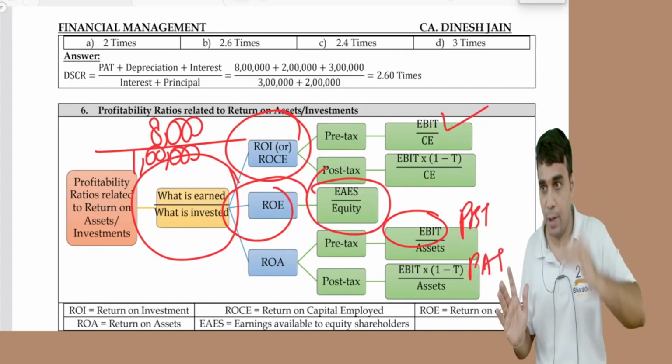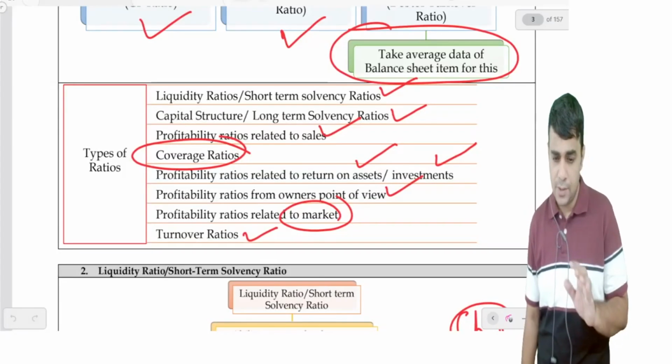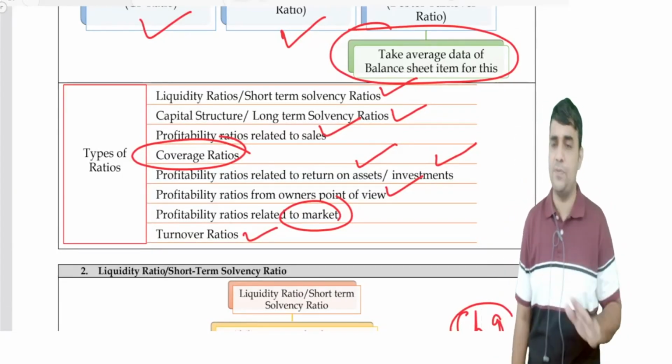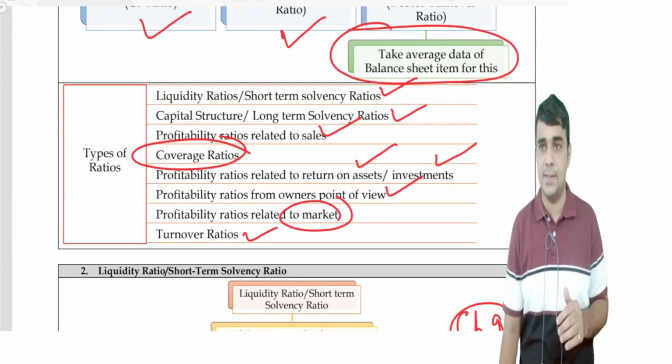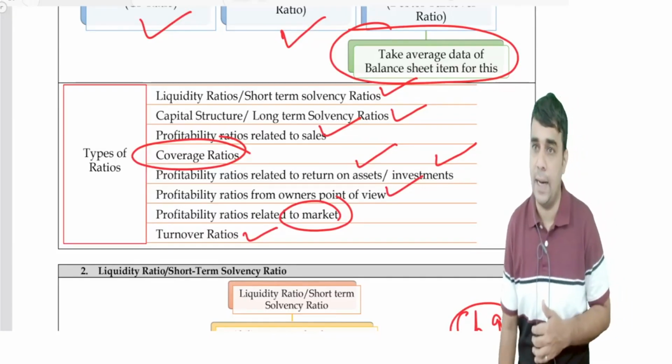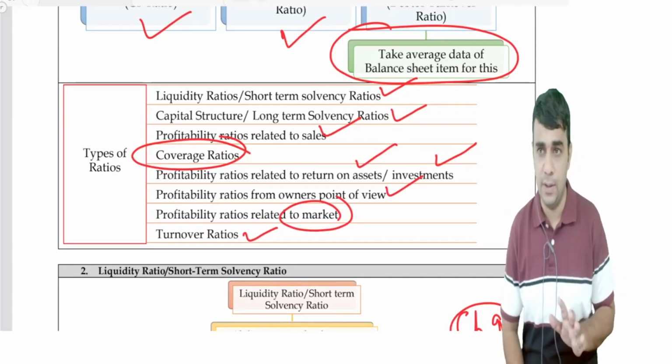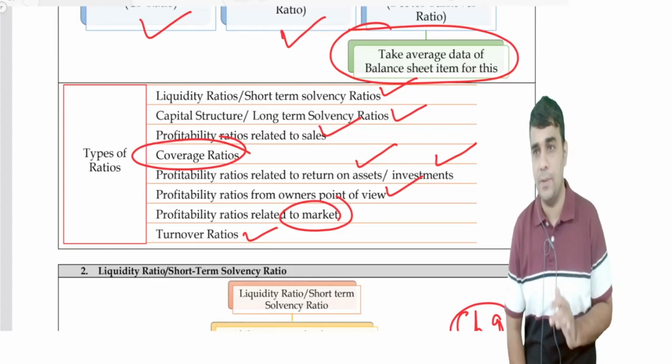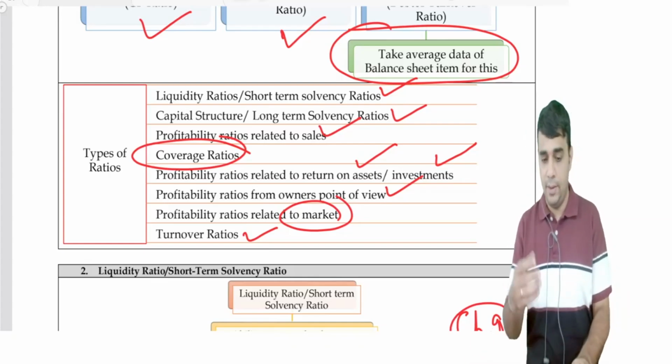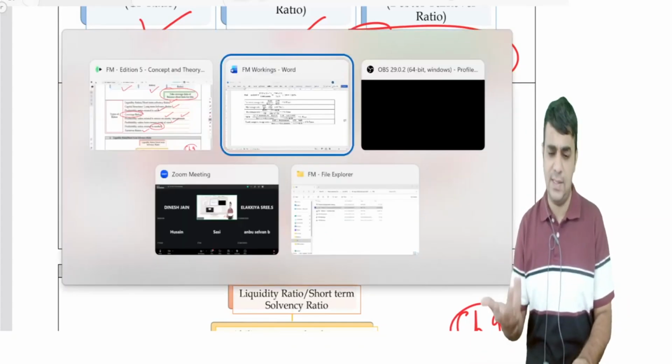What is earned by what is invested? We are done till these 5 categories. 3 categories are still pending. I'll first discuss the 2 categories where I don't have any problem solving, and then I come to turnover ratio where we'll have some problems to be done. The 2 categories in between we'll see later with some questions.